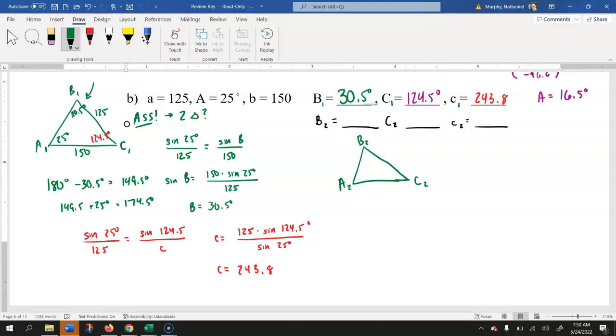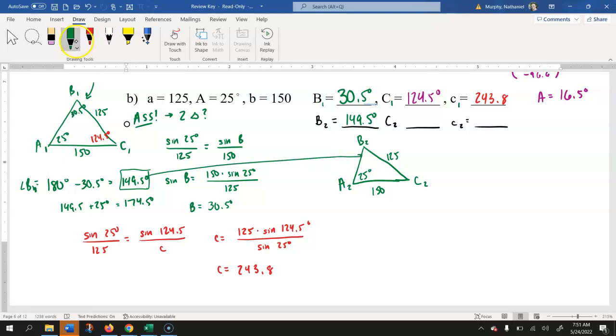So we know, we were given at the very beginning that angle A is 25 degrees, side A is 125, and side B is 150. And remember that we did this work and found the supplement of angle B. Well, actually, this was just to see if we had a second one. But we found the supplement to be 149.5. So we already did the work to find that angle in that second triangle.